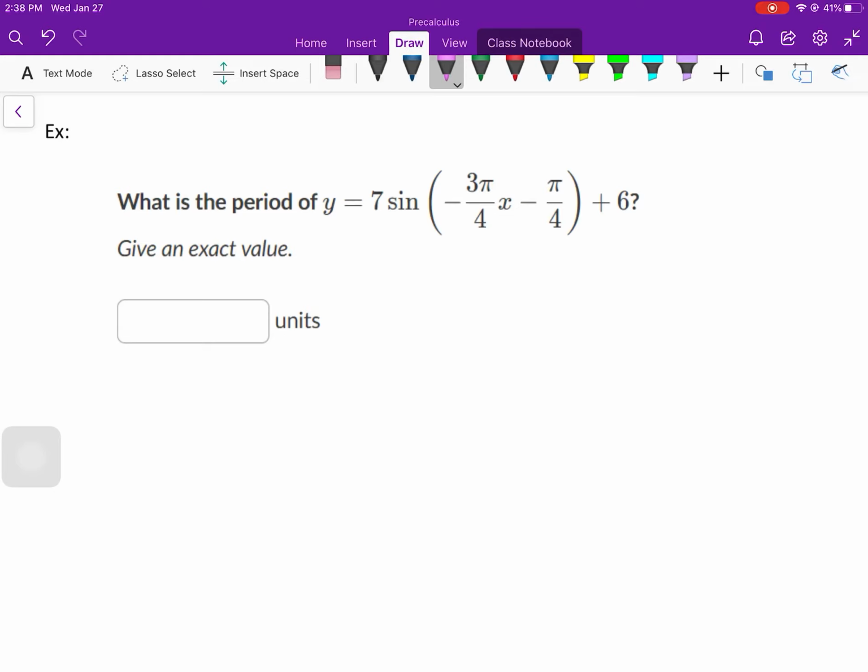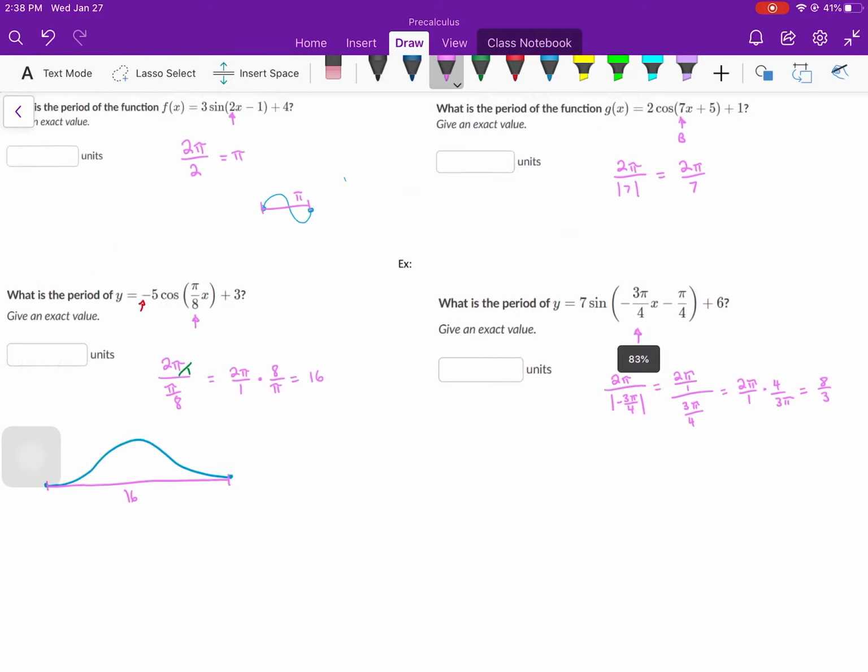Then last for this one, remember that absolute value part of the formula? I guess finally we can use it. So remember that's going to be 2 pi over 1 over 3 pi over 4. I just went ahead and got that common denominator while I was at it, since I had to do that extra step, times 4 over 3 pi. And that's going to be 8 over 3. And there you go.